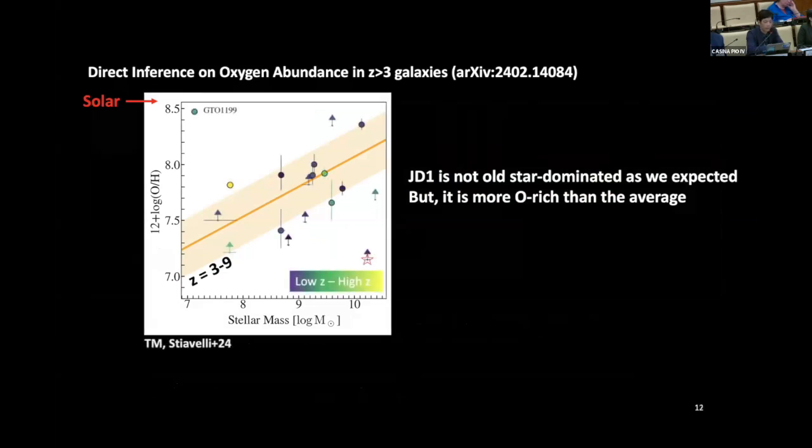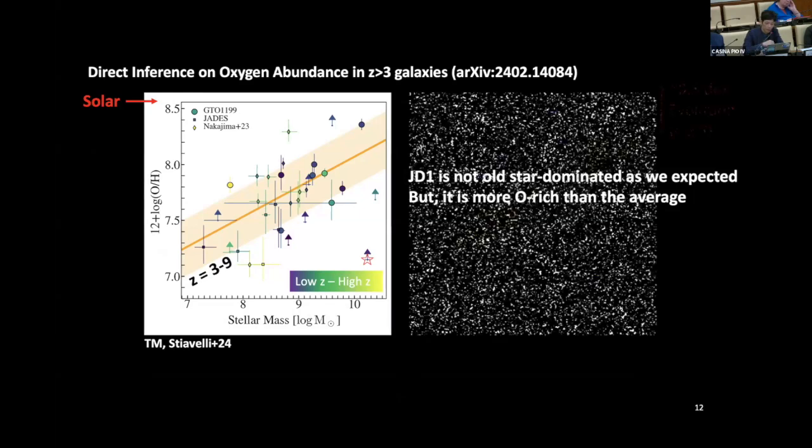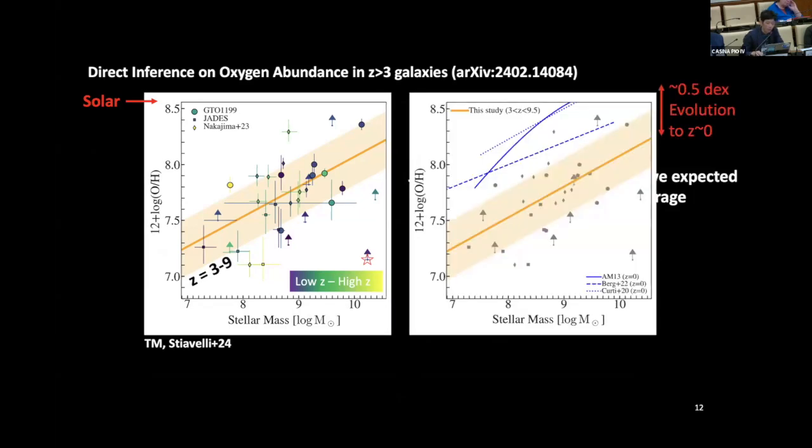And then if I plot other high redshift galaxies from JWST, from our program and also other public programs, JD1 is located above the other galaxies. Here we focus on the global properties of these high-redshift galaxies. The first thing is that on the right side, the mass-metallicity relation evolves from the local relation, something that we already know.